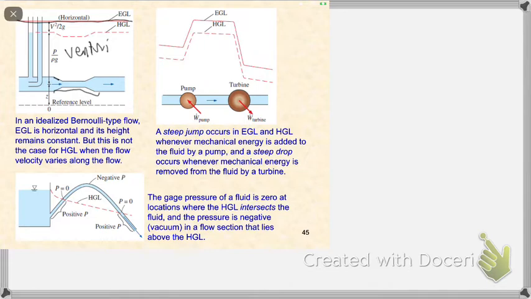So that's why the HGL line will change, but the EGL, of course, will remain the same, because energy cannot be destroyed. If your velocity goes down, there must be something else that is increasing. So the EGL remains constant. That is an ideal situation.